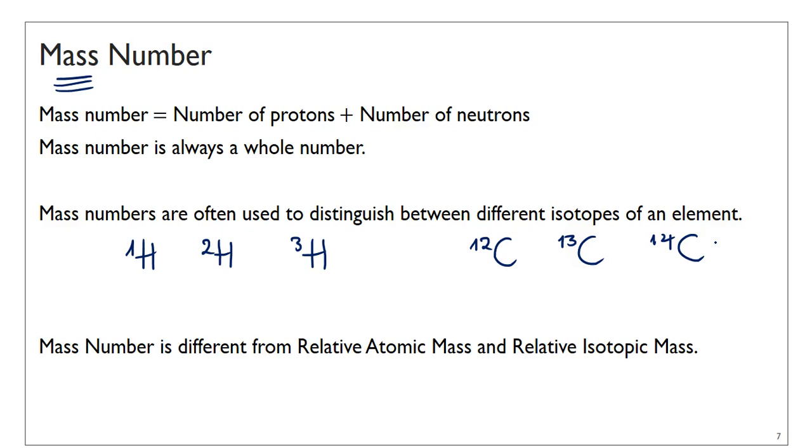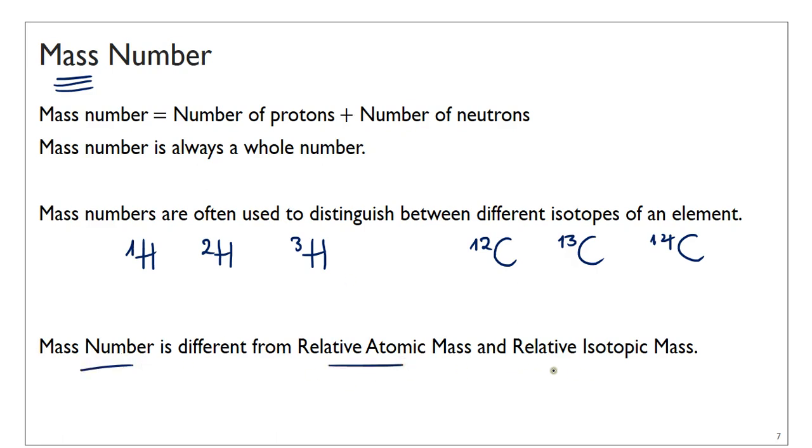But mass number is not relative atomic mass. And I think you can tell because if you look at the periodic table, the relative atomic mass, a lot of the times, if not all of the times, has a decimal next to it. So you can't really have a mass number that is not a whole number. So these are not the same thing.